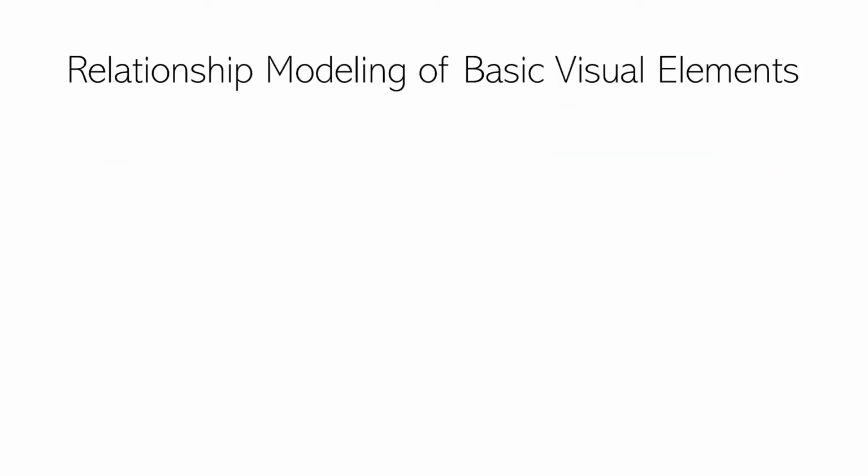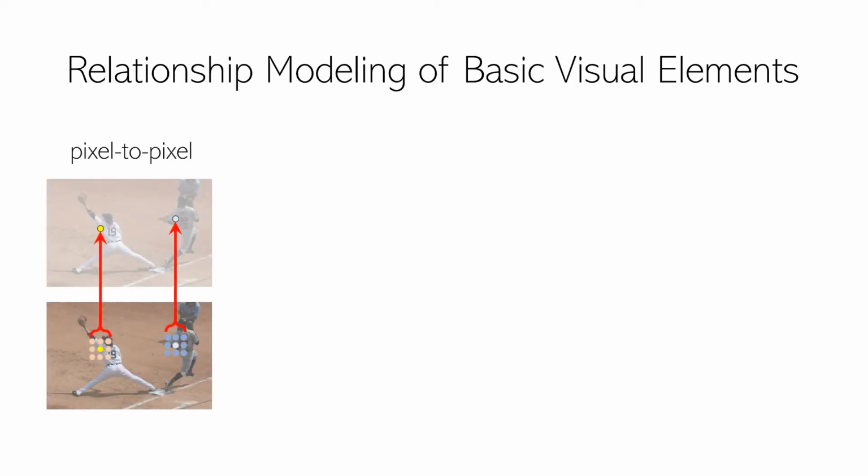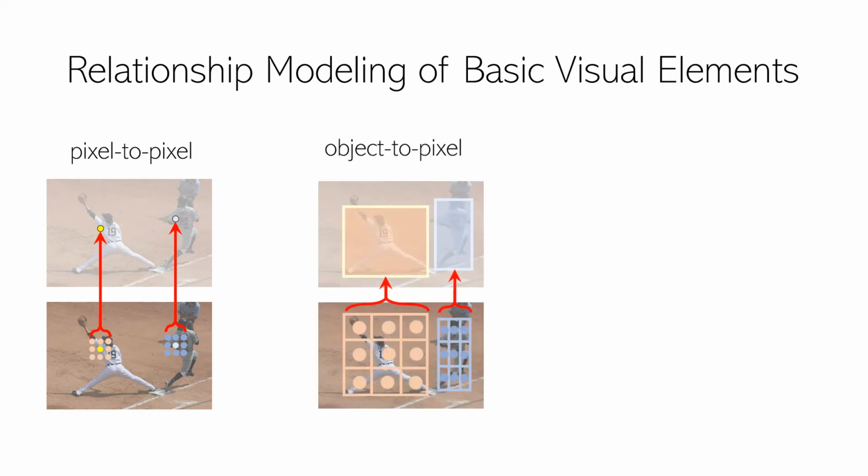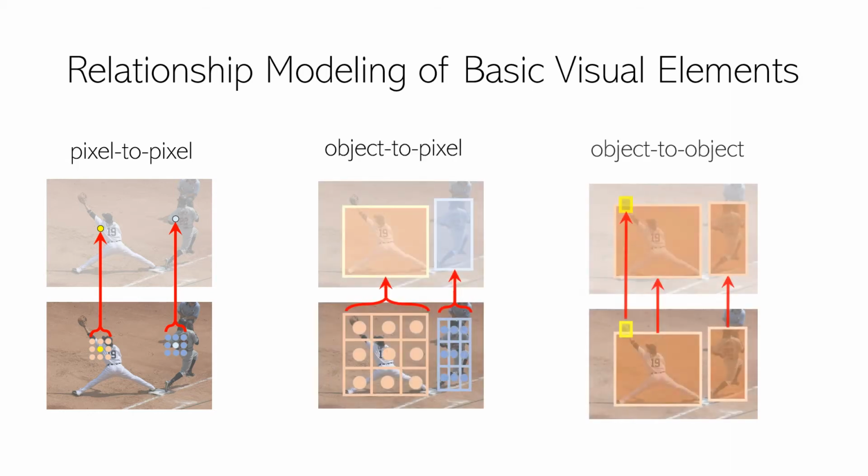To summarize, for object detection or the more general visual recognition problems, there are mainly 3 kinds of basic relationships to model, including pixel-to-pixel, object-to-pixel, and object-to-object. These 3 kinds of basic relationships are usually handled by convolution, by ROI-align, or without consideration. In this tutorial, I will show that all these basic relationships can be modeled by a general model called self-attention.